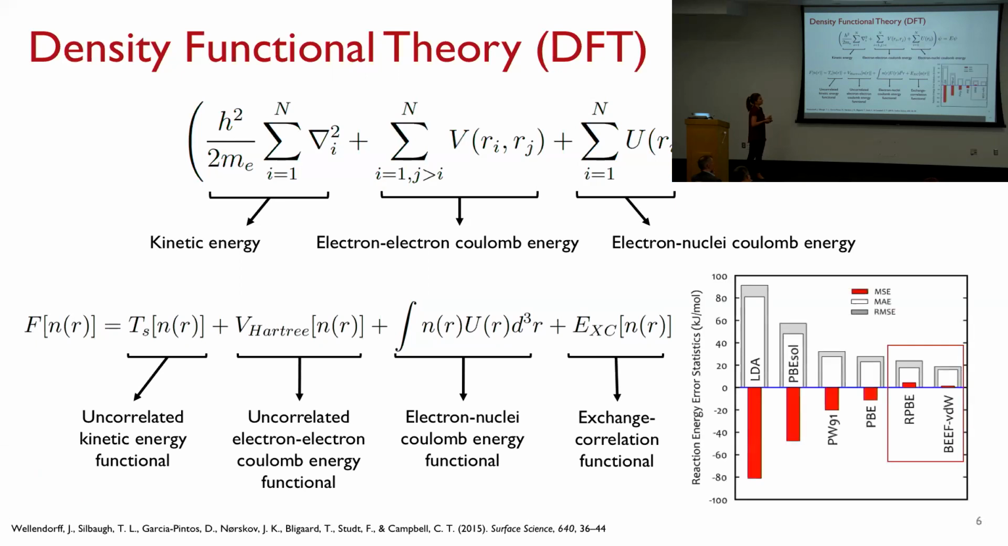There are many different estimations for what this exchange correlation functional is, and that's where these different flavors of DFT come in. Some of the different ones, lots of acronyms over here, are all different exchange correlation functionals. The important thing to take away from this plot is that we are going to be using two called RPBE and BEEF-vdW in this work, which have been shown, when calculated against an experimental chemisorption database, to have mean absolute errors on the order of 20 kilojoules per mole, or about 0.2 eV. So that should give you an idea of the resolution that DFT is capable of.